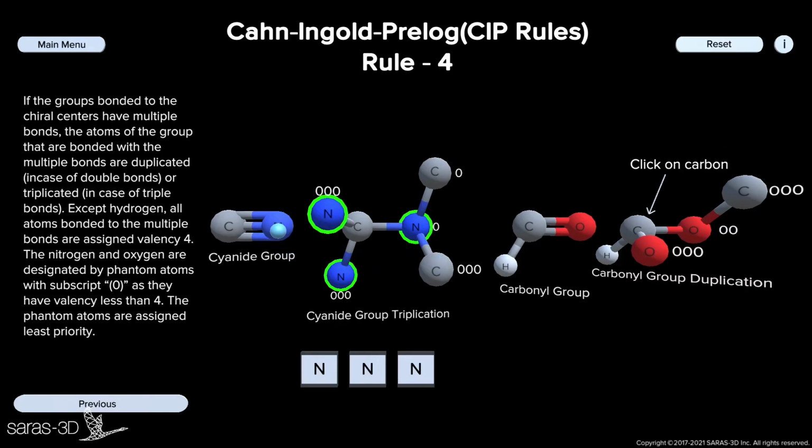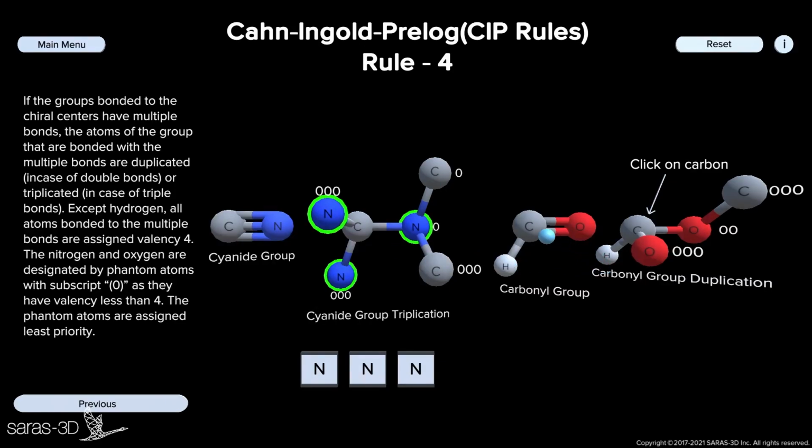Now in the molecule we see there is only one carbon bonded to one nitrogen. So the rest two carbons will be the phantom carbons. Similarly, the carbon is bonded here to one nitrogen through the triple bond. So the rest of the two nitrogens will be the phantom atoms. So if we check the group, then carbon here is bonded with three nitrogens and the nitrogen is further bonded with three carbons. This is known as triplication.